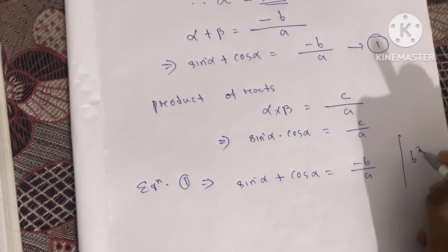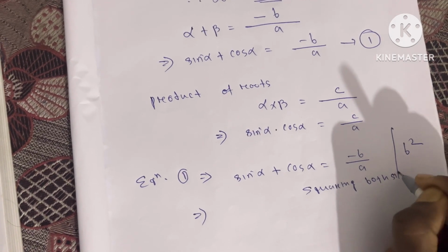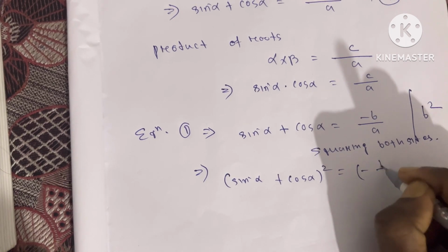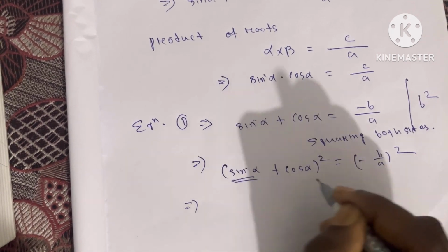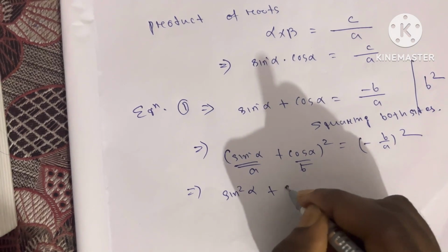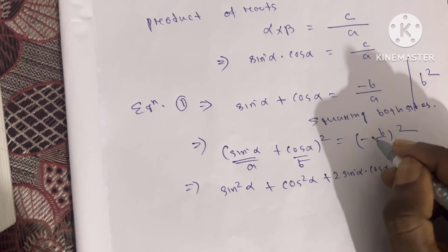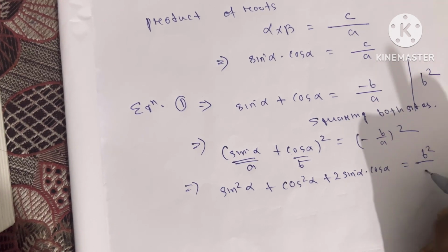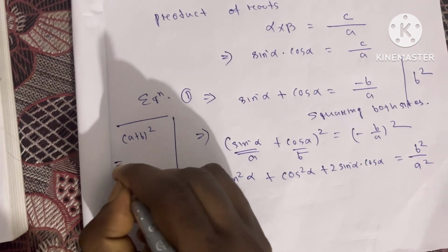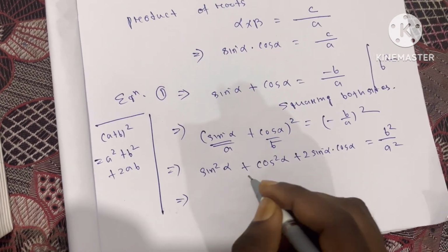I need the value of b square, so I square both sides. Sin alpha plus cos alpha whole square is equal to minus b by a whole square. This is the form (a plus b) whole square, so we can write sin square alpha plus cos square alpha plus 2 into sin alpha into cos alpha, and the right hand side is b square divided by a square. The formula I use here is identity number 1: (a plus b) whole square is a square plus b square plus 2ab.